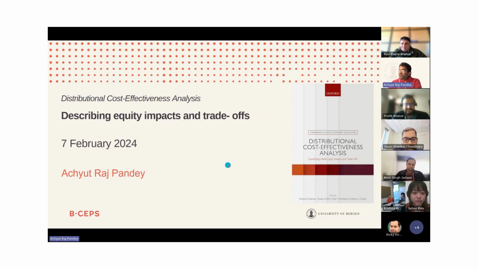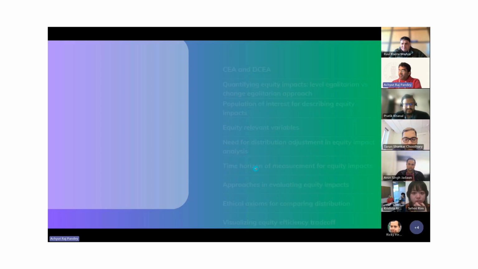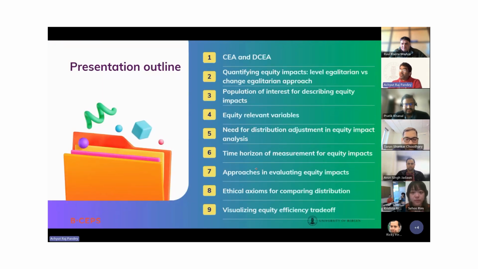So in the presentation today, I'll be discussing my understanding of the basic difference between conventional cost effectiveness analysis and the distributional cost effectiveness analysis. I will also discuss quantifying equity impacts. I found two approaches, level egalitarian and change egalitarian approach. I'll be discussing briefly these approaches, and the population of interest in describing equity impacts, equity relevant variables. I will touch briefly on this as well.